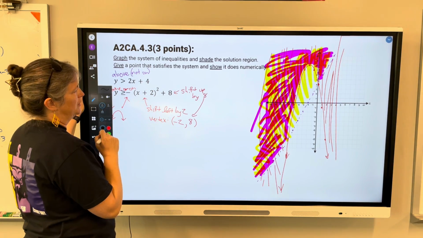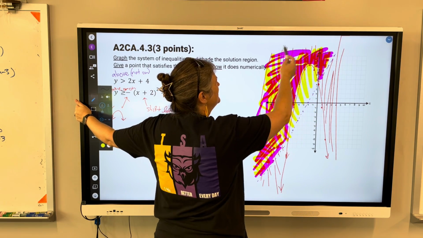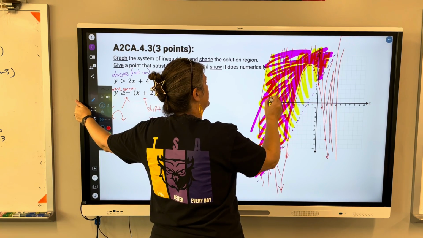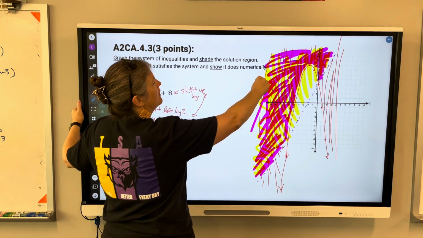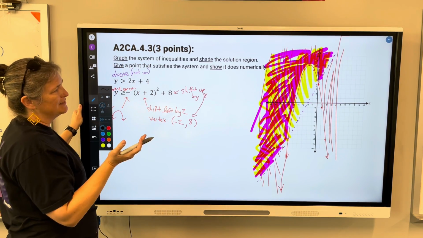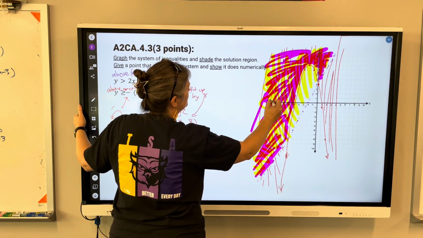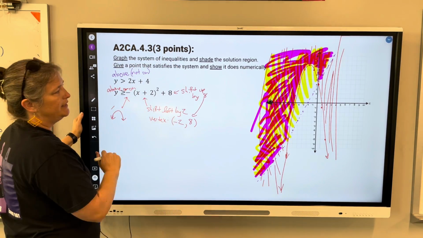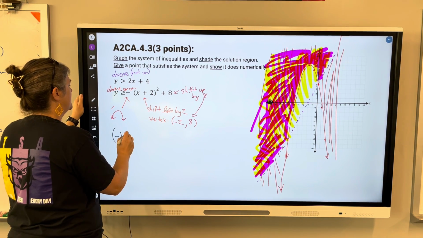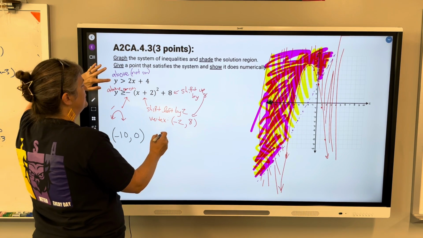All right, the last step is to give a point that satisfies the equation, and then show that it works. So in this case, 0, 0 is not an option. I need to pick something out here. So I might pick negative 10, 0, or I can come up here and be like, well, negative 10, positive 10, I don't know, that doesn't help. I'm just gonna do negative 10, 0. So my point that I'm gonna check is right here, solidly in the space if I graphed correctly. So I'm gonna check negative 10, 0, and I'm going to test that in each of these original things.